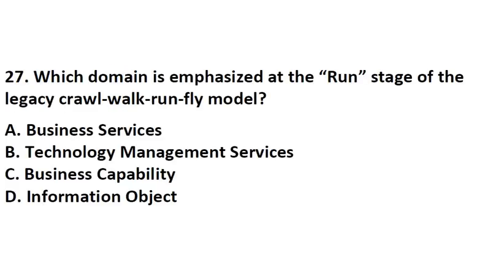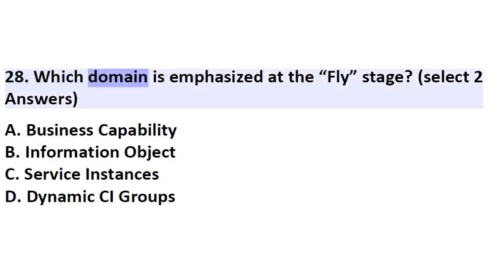Answer: A, B, C. 27. Which domain is emphasized at the run stage of the legacy crawl walk run fly model? A. Business services, B. technology management services, C. business capability, D. information object. Answer: A. Business services.